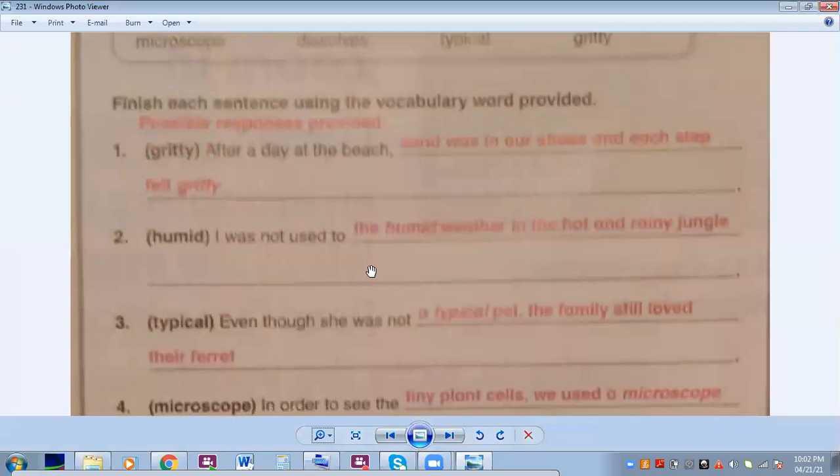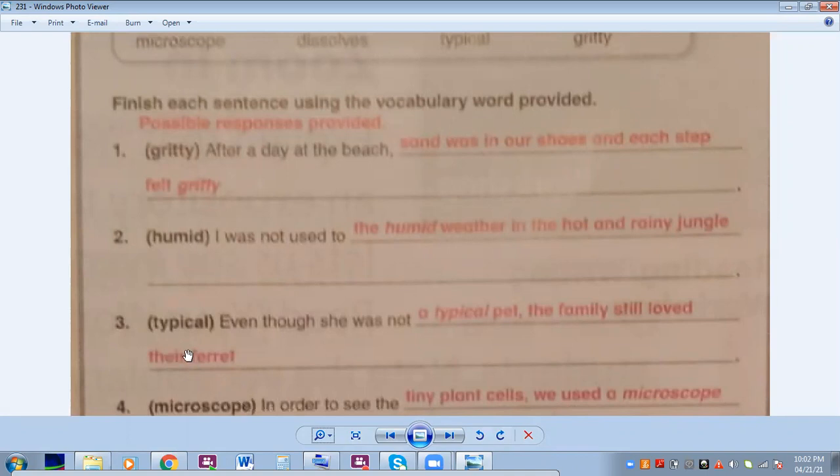First word was gritty. After a day at the beach, sand was in our shoes and each step felt gritty. Gritty is the rough feeling that you have, like when you have sand on your feet. Humid. Humid is when a lot of water vapor is in the air and it feels moist. I was not used to the humid weather in the hot and rainy jungle. Humid is when the weather feels sticky and very hot.